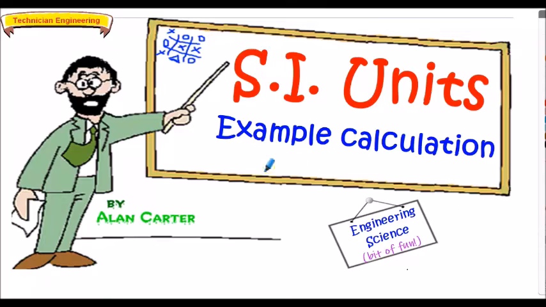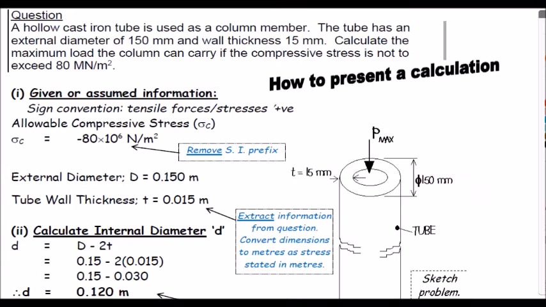This brief presentation shows an example calculation that is laid out in a clear and coherent way using SI units. So here's the example I'm going to use. The question relates to finding the maximum force or load that a column can withstand.